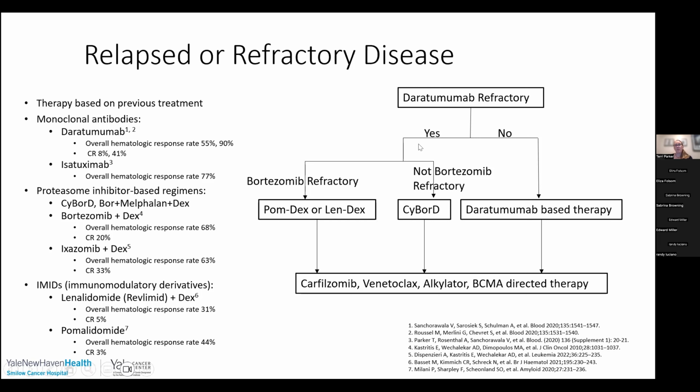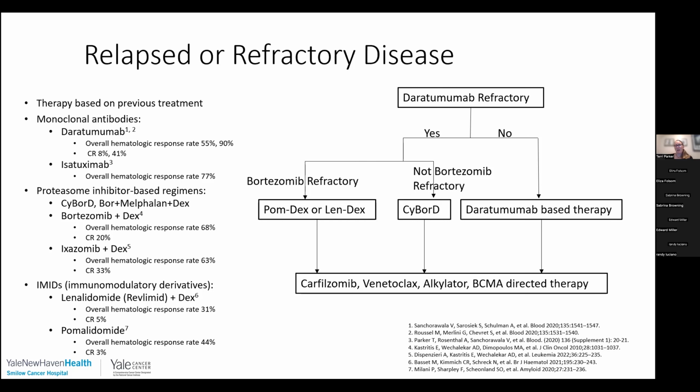If someone is considered to be refractory to a CD38 monoclonal antibody, such as daratumumab, then we talk about whether or not they are bortezomib refractory. If an individual is not bortezomib refractory, we could utilize some of the induction therapies such as cyclophosphamide bortezomib dexamethasone or bortezomib melphalan dexamethasone. The doublet combinations of bortezomib dexamethasone and ixazomib dexamethasone, which uses an oral proteasome inhibitor, have also been evaluated with similar overall hematological response rates of 68 and 63%.